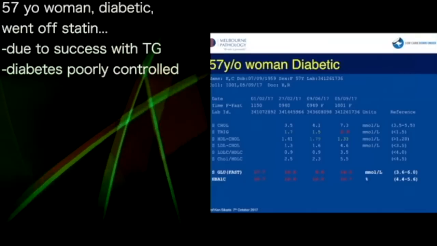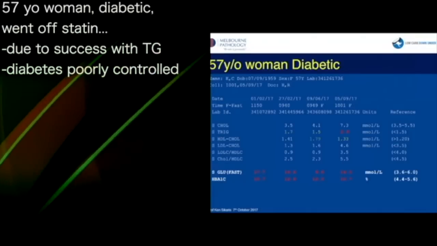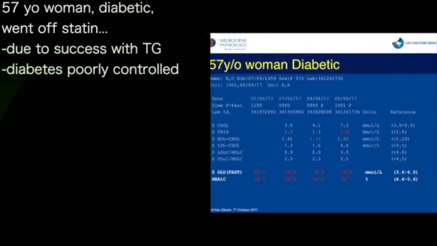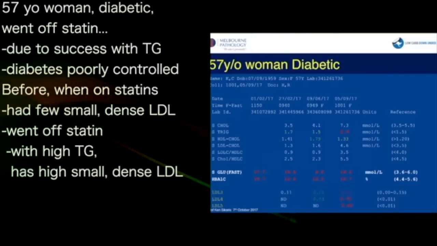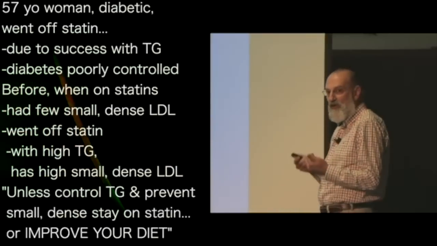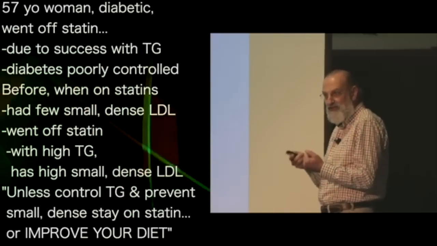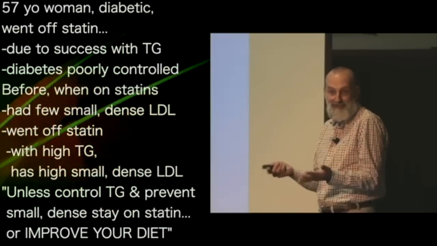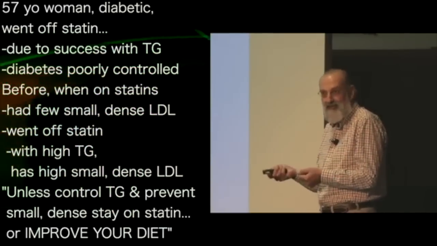So here's a 57-year-old woman, diabetic. She went off her statin because she was having success with her triglycerides. Diabetes is very poorly controlled. When she was on the statin, she had a low level of small dense particles. She went off the statin with a high triglyceride level. She's got a very, very high level of small dense particles. So unless you could control your triglycerides and prevent the small dense LDL forming, you better be on a statin because that's the only thing that can lower a small dense LDL other than your diet.